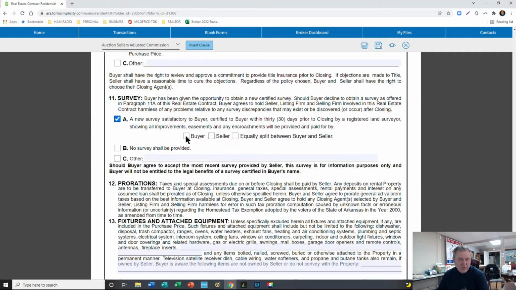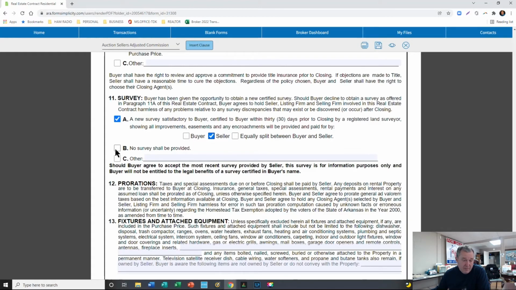A lot of times if they're writing a full price offer, you might ask for the seller to pay for a survey. If there's a lot of competition, you might just get the buyer to pay for the survey. Usually, on a city lot, it's $300, $400, something like that, or at least split the cost on a survey.